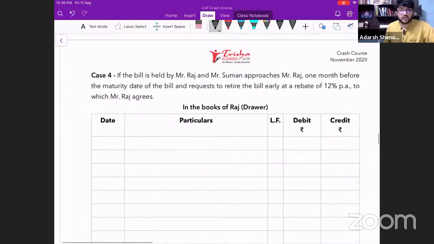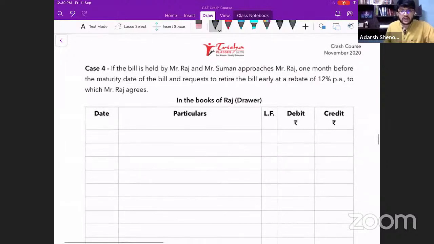Now case 4. If the bill is held by Mr. Raj and Mr. Suman approaches Mr. Raj 1 month before the maturity date of the bill and requests to retire the bill early at a rebate of 12% per annum, to which Mr. Raj agrees.